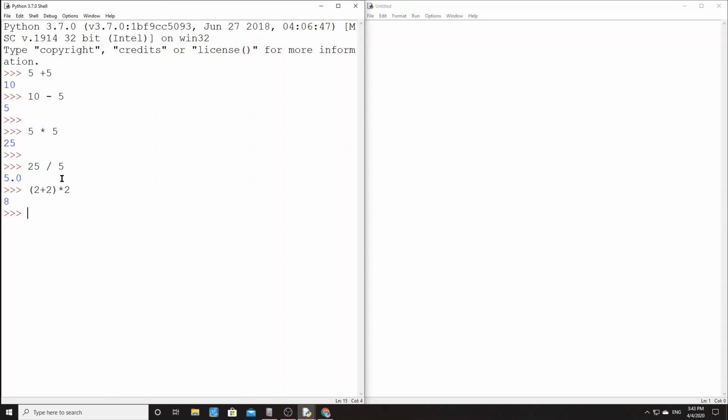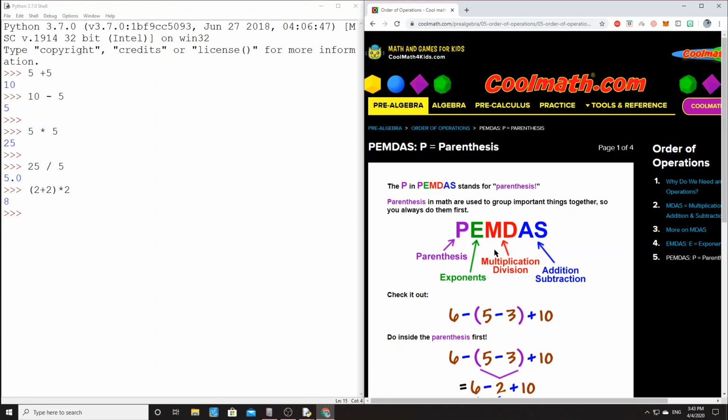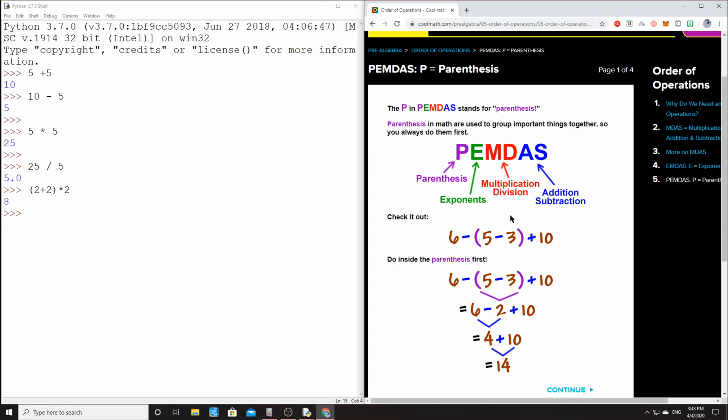Another thing to be aware of is that Python follows a specific structure. For those who haven't come across this before, it follows what's called PEMDAS. So you've got parentheses, exponents, multiplication, division, addition and subtraction. If you look at this on coolmaths.com, it has an example, 6 minus 5 minus 3 plus 10. You can see that it does whatever's in the brackets first, that's in the parentheses, and then we'll go ahead and do the subtraction and then the addition.